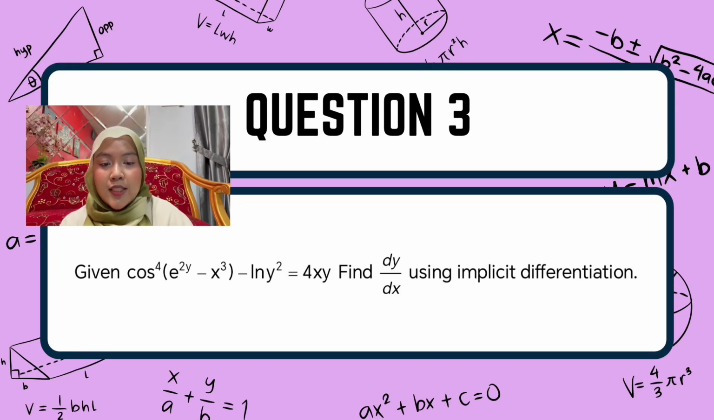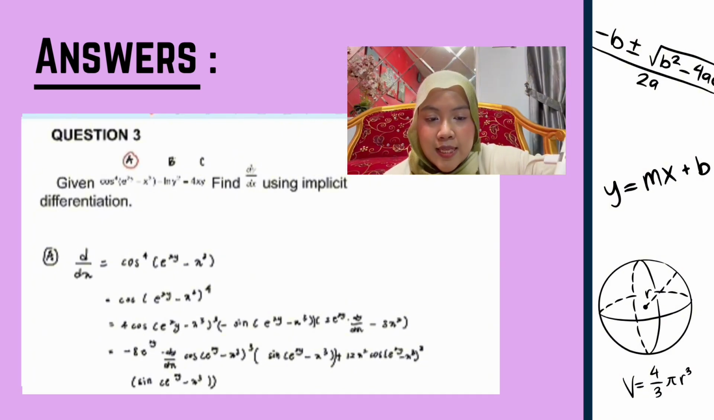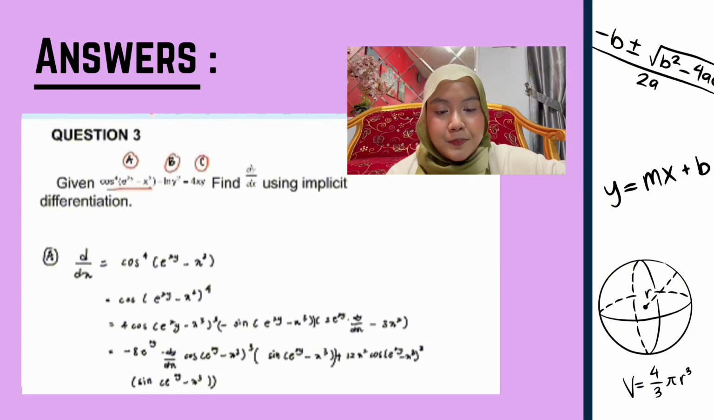So for question 3, given cos^4(e^y − x^3) − ln y^2 = 4xy, find dy/dx using implicit differentiation. So the first step we need to do is to split into 3 parts, which is A, B, and C. Cos^4(e^y − x^3) is A, negative ln y^2 is B, and 4xy is C.